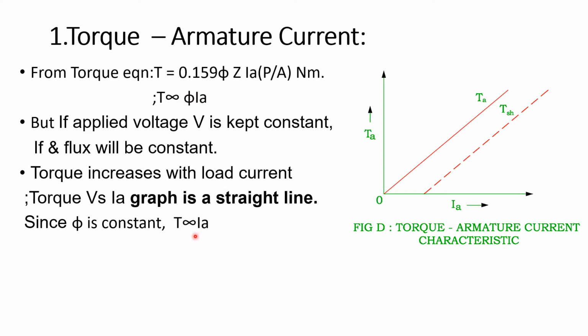So this equation will become torque is directly proportional to IA only, because flux is constant here. So we can say that the torque is directly proportional to the armature current. So when the armature current increases, the armature torque, TA, will also increase along with the rise in armature current. So the graph will be like a straight line. So torque armature current characteristics will be a straight line for DC shunt motors. Okay, you can remember this point.